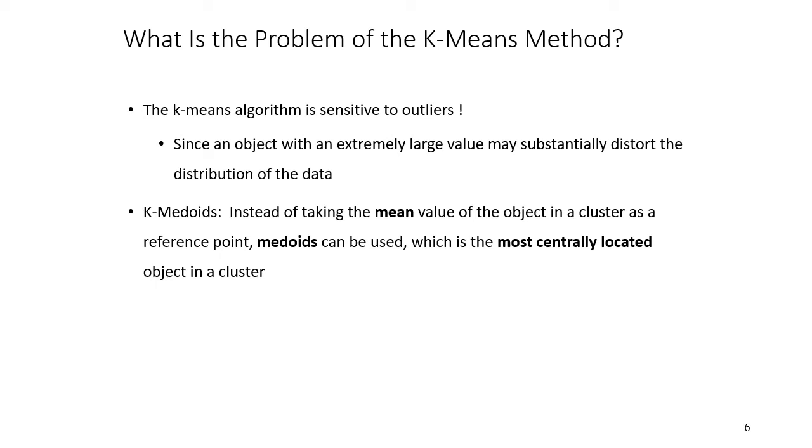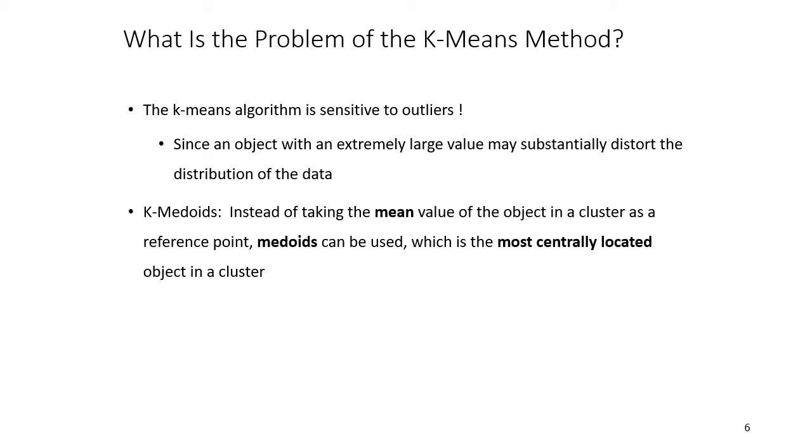Now we talk about the problem of the k-means method. Firstly, it is sensitive to outliers. An object with an extremely large value may substantially distort the distribution of data, so k-means does not perform well when there is an outlier or noise involved in the data.